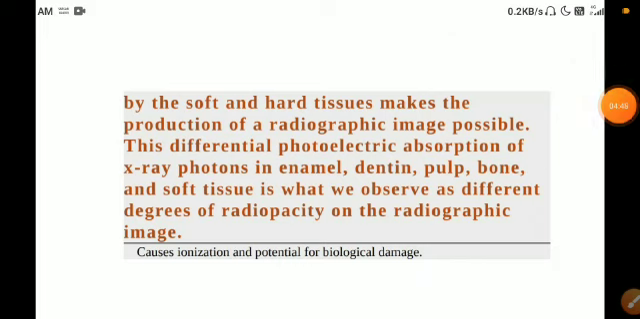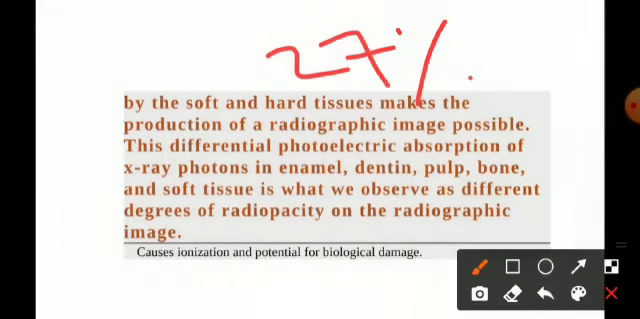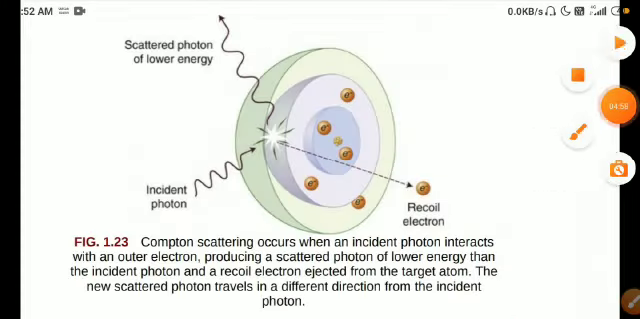Photoelectric absorption accounts for only 27% of interactions. You have to remember this. It can be asked in exams. Let's study about Compton scattering.